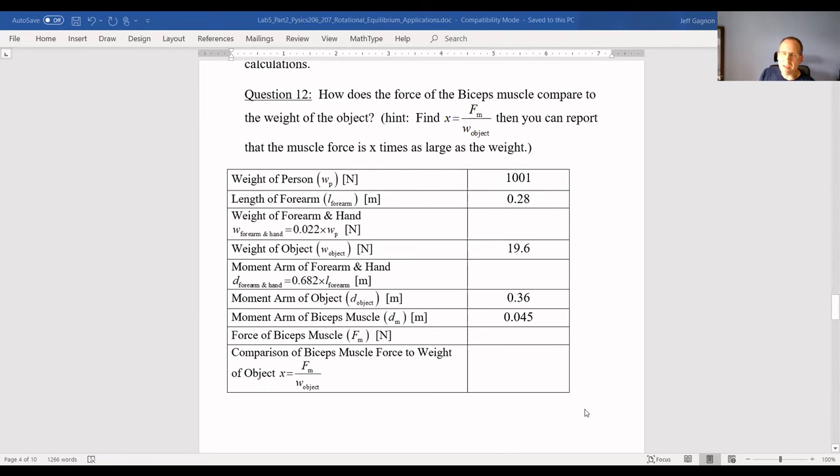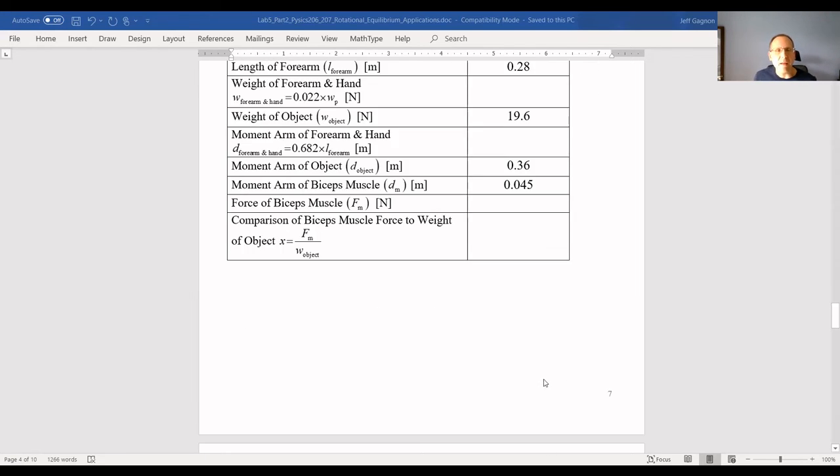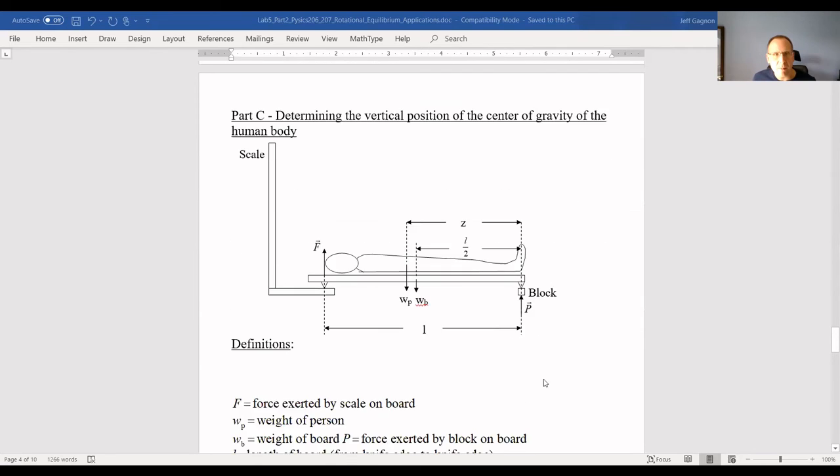Okay, so it's very similar to what we did with the mechanical model, except we used the real human arm, and then we had to use cadaver data to get the weight of the forearm and hand and the moment arm of the forearm and hand. All right, then there's one last part here.